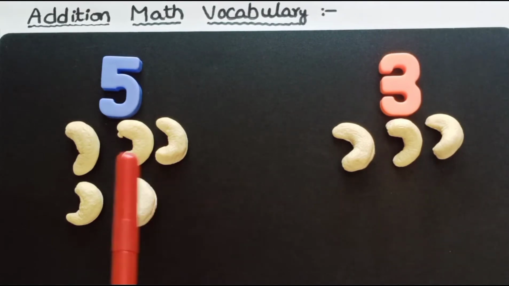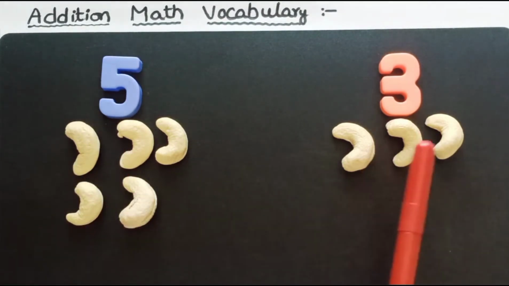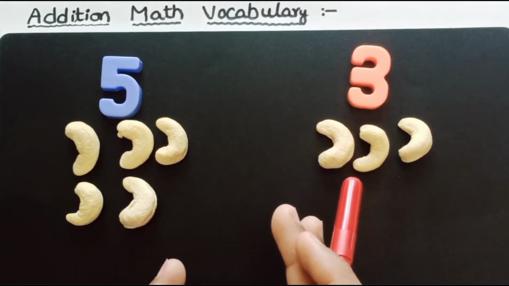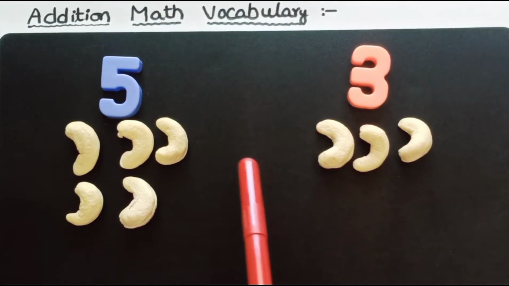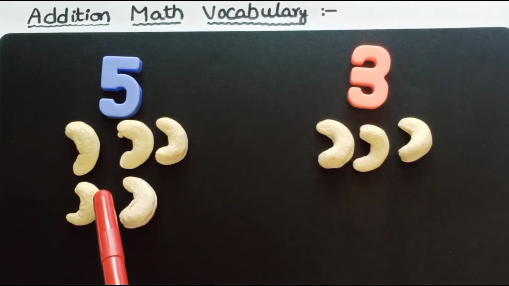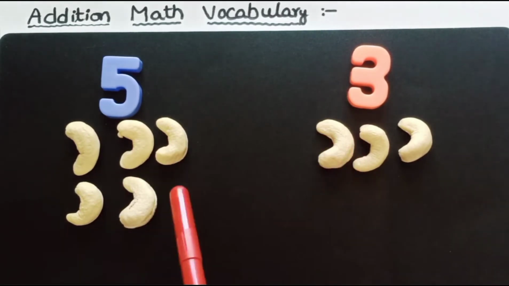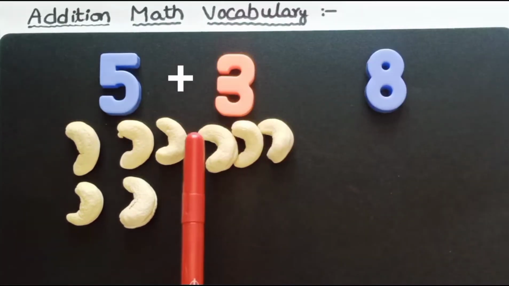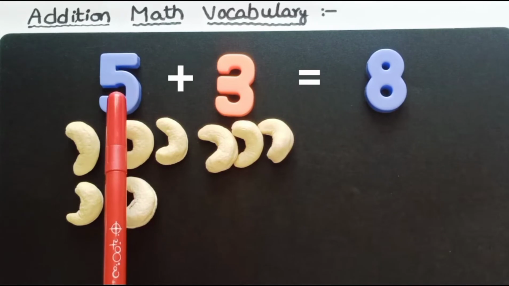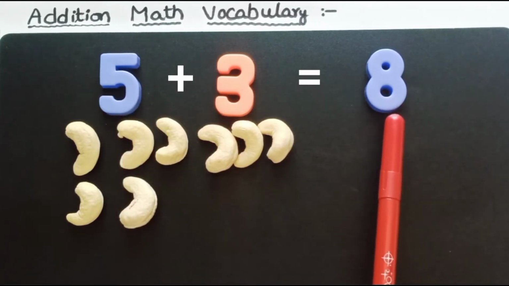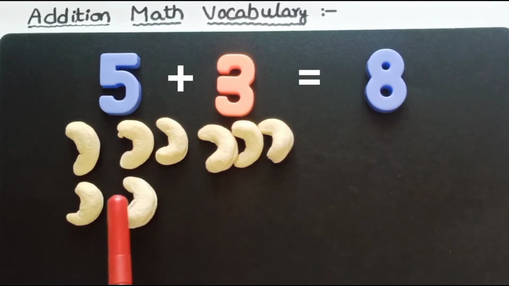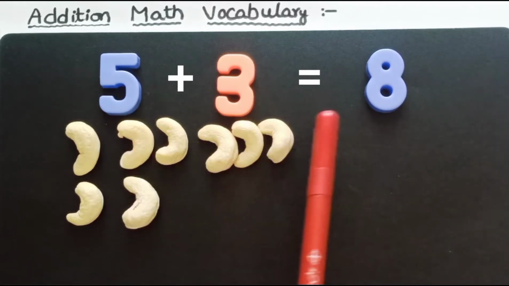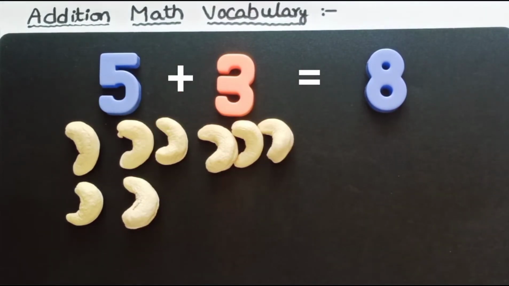So here we have 2 sets of cashew nuts. If we join these 2 sets, if we put them together, then totally how many cashew nuts do we have here? Here are already 5 cashew nuts, and after 5, what is the next number? It is 6, 7, 8. So joining 3 cashew nuts with 5 cashew nuts, totally we get 8 cashew nuts. 1, 2, 3, 4, 5, 6, 7, 8. If we join 3 nuts with 5 nuts, then we get 8 cashew nuts. So this is one example.